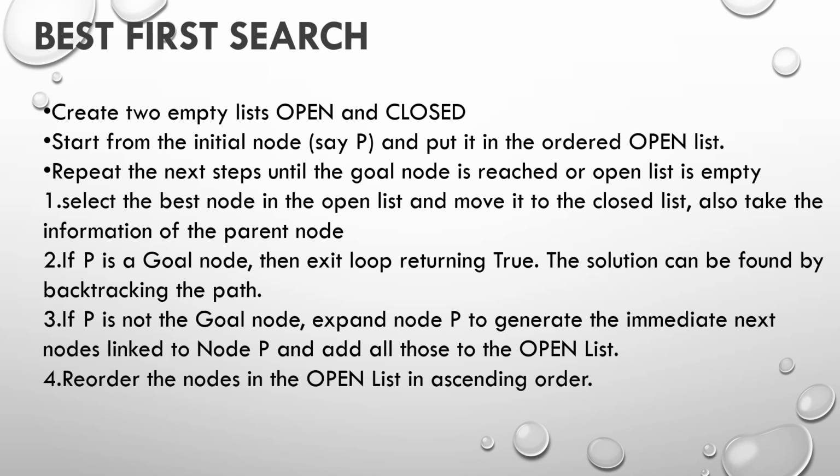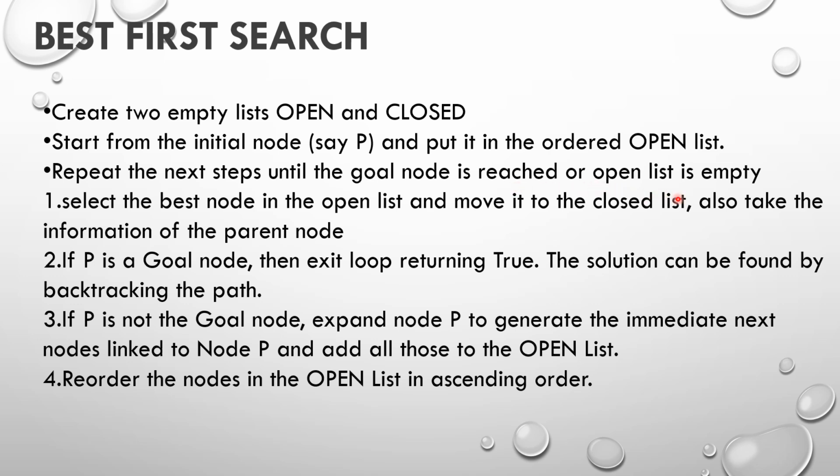So what are the steps followed to find the best path from the starting node to the goal node? First step, we have to create two empty lists. We already know two lists are available: one is the open list and another one is the closed list. Start from the initial node. From the diagram, what is the starting node? The starting node is P, and put it in the ordered open list. Then repeat the next steps until the goal node is reached or the open list is empty.